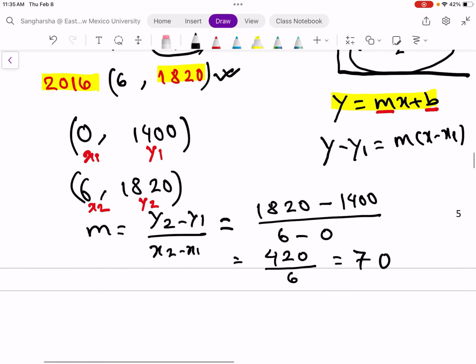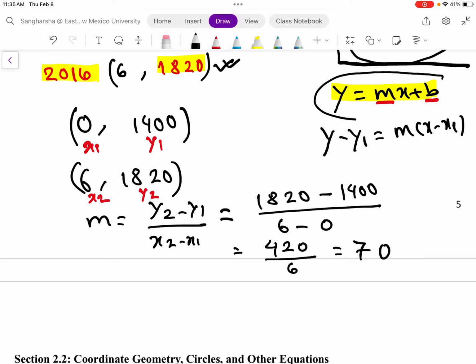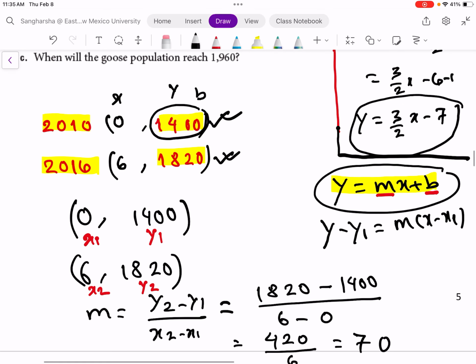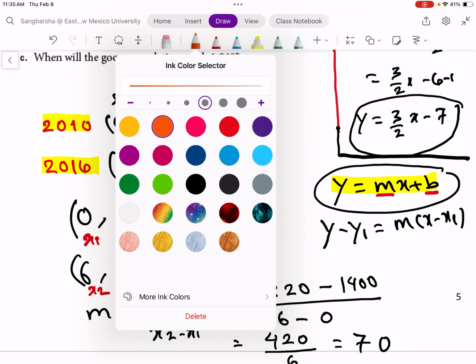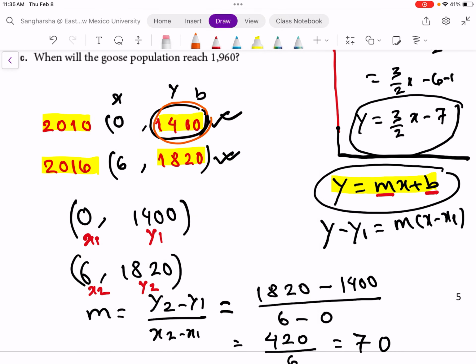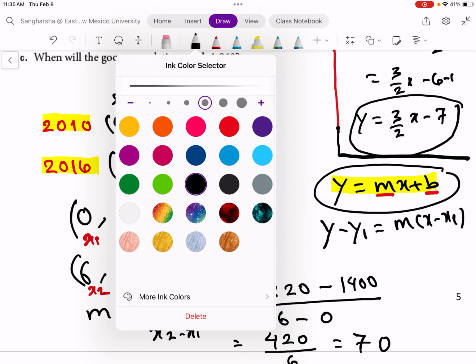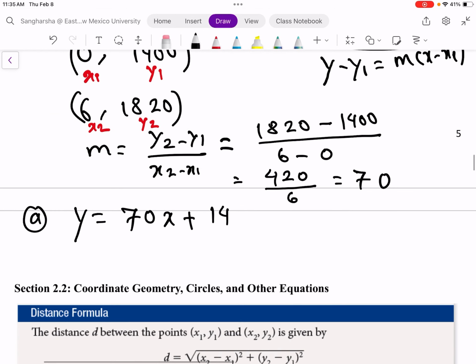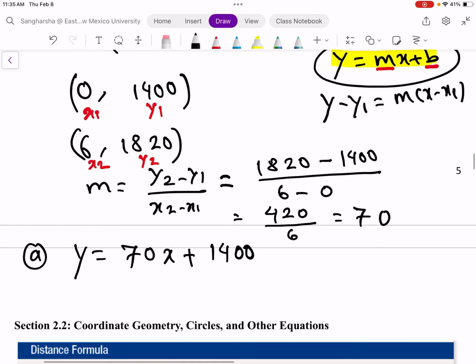Now let's take the slope-intercept form and get the equation. For part A, y equals the slope 70 times x, plus our y-intercept, which is 1400. So y equals 70x plus 1400, and this is the equation which gives us the population of the geese. You find the slope, and since we know the y-intercept, you substitute b in the slope-intercept form and we get the equation.